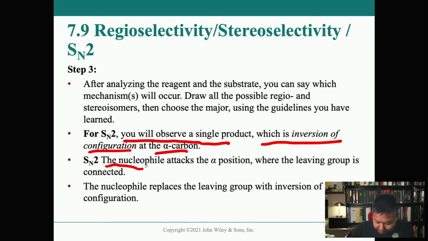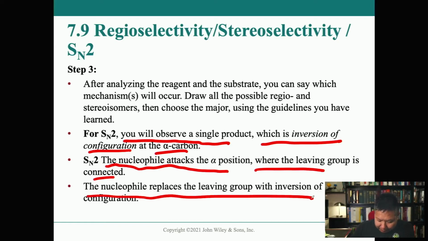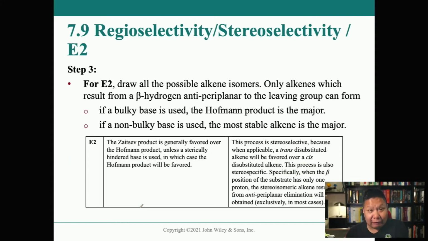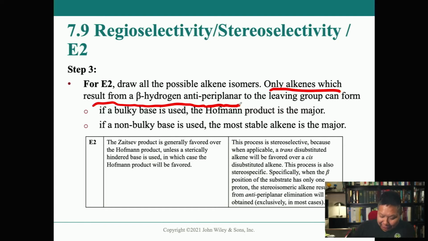In an SN2 reaction, nucleophiles attack the alpha carbon, where the leaving group is connected, and then the nucleophile replaces the leaving group with an inversion of configuration. That is, in a nutshell, an SN2 reaction. For an E2, you've got to draw all the possible alkene isomers. Only alkenes which result from a beta hydrogen that is anti-periplanar to the leaving group can form.